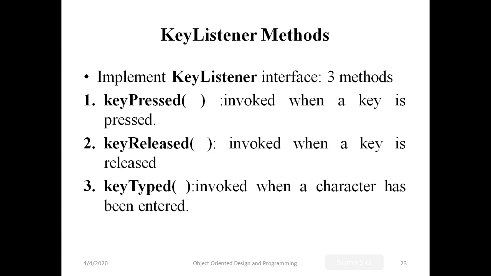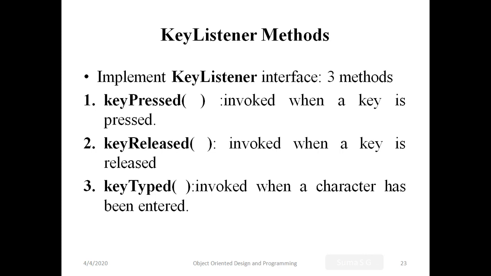The key listener contains three methods: keyPressed, keyReleased, and keyTyped. When you implement the key listener in your program, you have to give the implementation for all three methods, and all three methods accept an event object as the parameter. The parameter to these three methods is nothing but the object of KeyEvent.